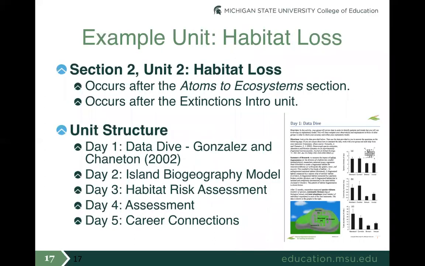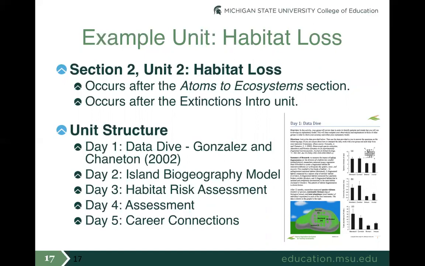So as an example, we have our habitat loss unit in our natural resources course. This unit occurs after students have considered how matter and energy interact in ecosystems across the atomic to the ecosystem levels. And this occurs after an introductory unit on extinctions and how the loss of biodiversity affects human activity like agriculture. So on day one in this unit, students are provided with data from an experiment by Gonzalez and Chainton, in which they fragmented habitats for insects and measured how that affected insect biodiversity.